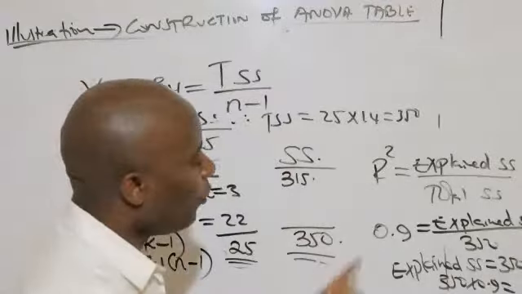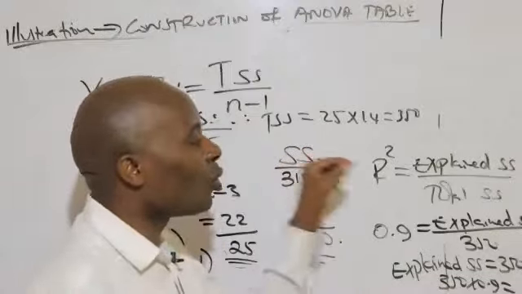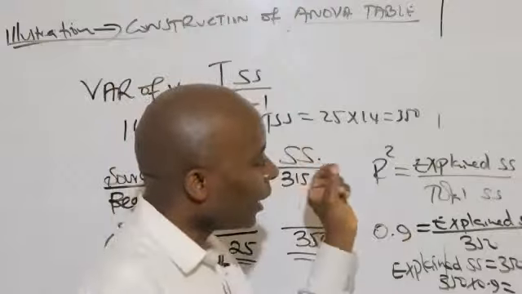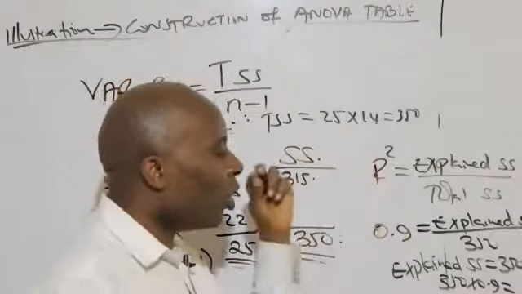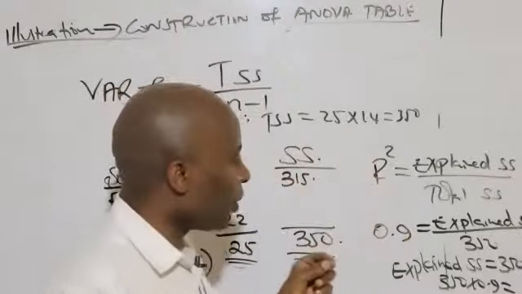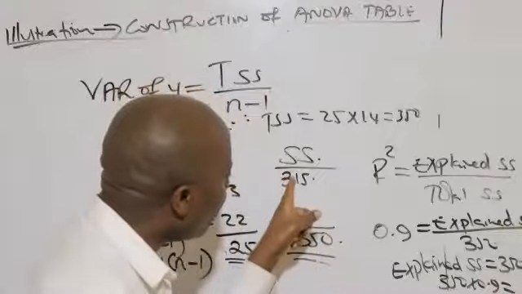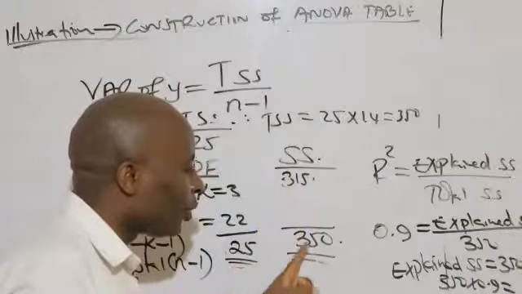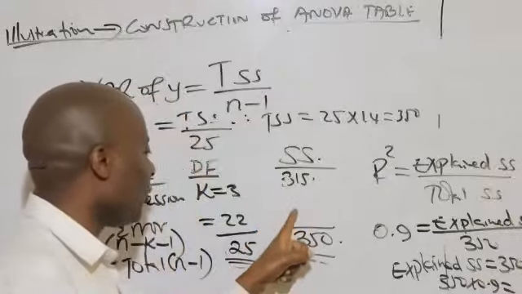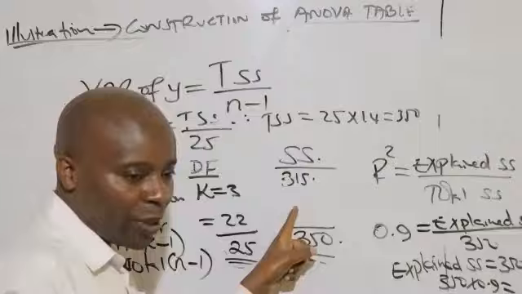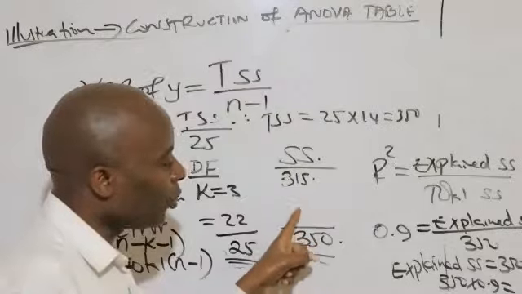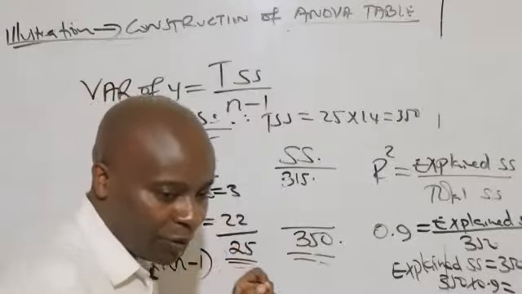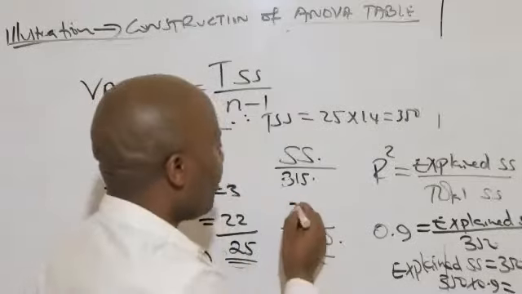Don't forget our formula of r squared also makes use of this SS. We normally take the explained sum of squares over the total sum of squares. So now having gotten these, knowing very well that these two must add up to 350, the balancing figure here will be the error sum of squares. 350 minus 315 gives me what figure? 35. That gives me 35.